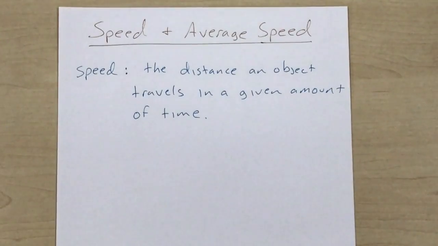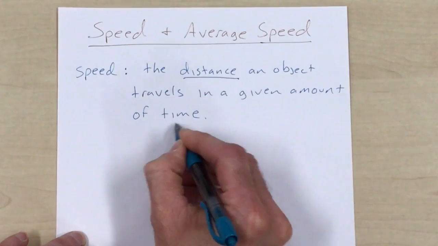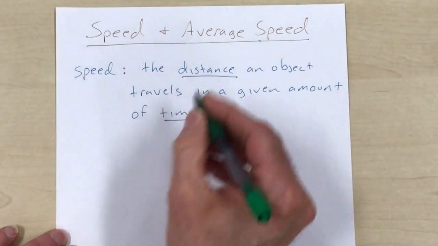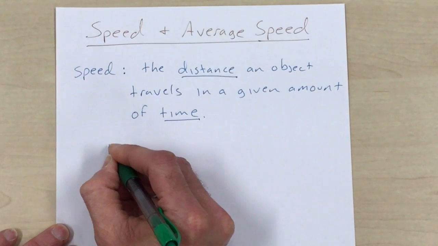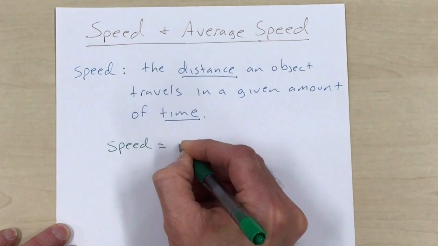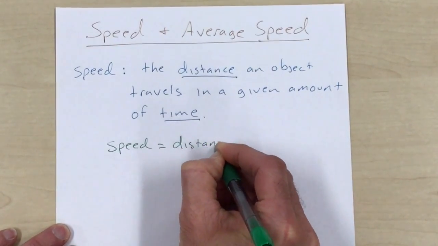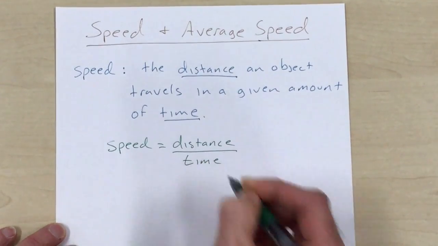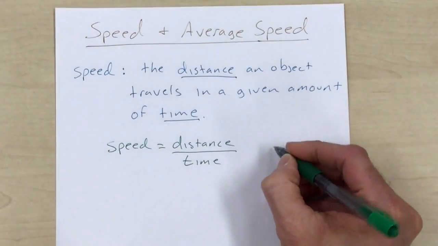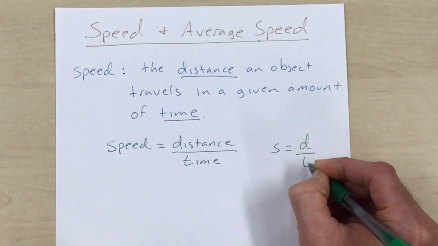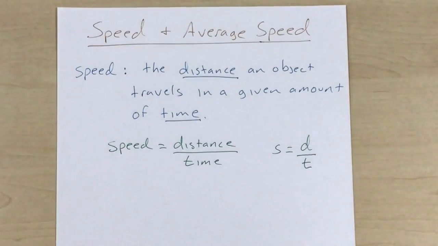And the two things we need to know here are distance and time. So turning this into a math formula, speed equals distance over time, or distance divided by time. We can also write it as speed equals distance over time, like that.